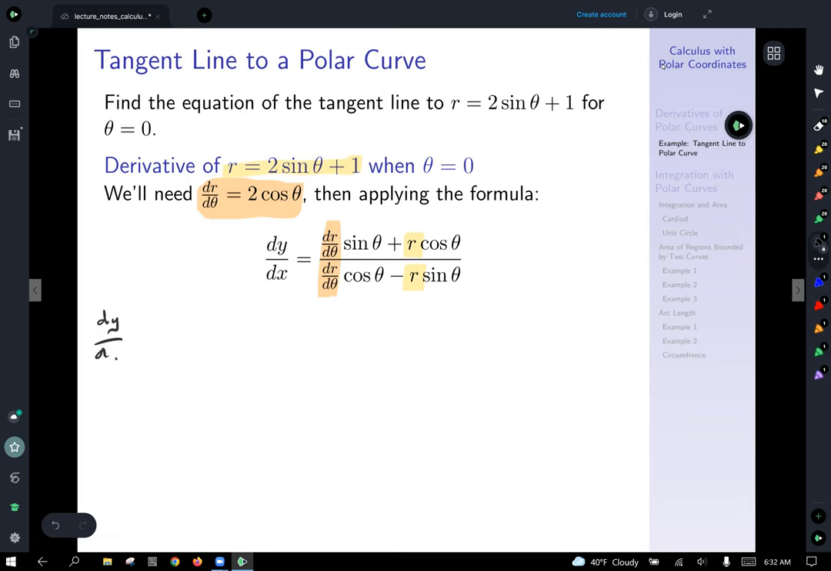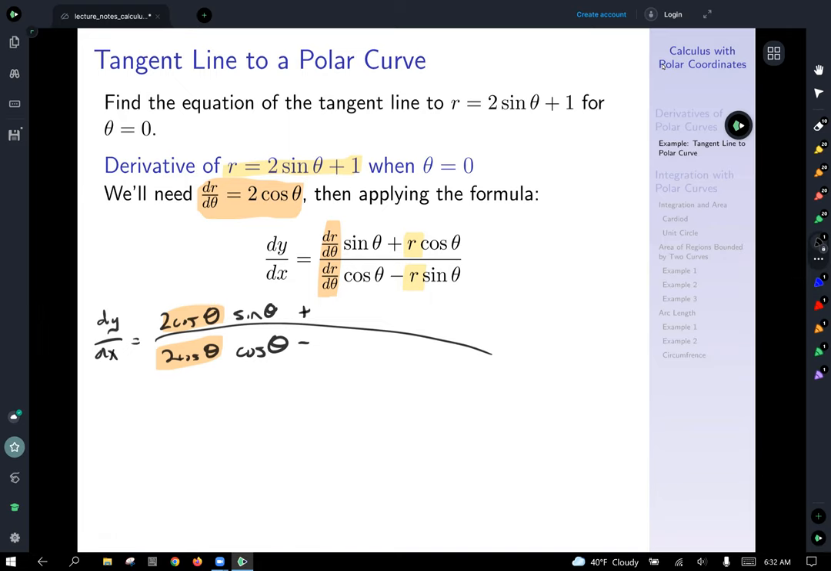So dy dx is equal to dr d theta, which is 2 cosine of theta, over 2 cosine of theta. That's our orange expression. Now in the numerator, this is multiplied by sine of theta, and in the denominator, it's multiplied by cosine of theta. Numerator plus, denominator minus, we're just working our way down the formula. r is 2 sine of theta plus 1, and notice you need your parentheses there. Those are definitely not optional, especially in both numerator and denominator, because we're going to take this expression and multiply by cosine in the numerator and sine in the denominator, respectively.